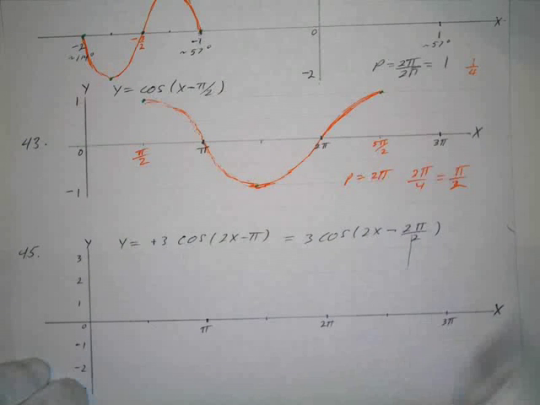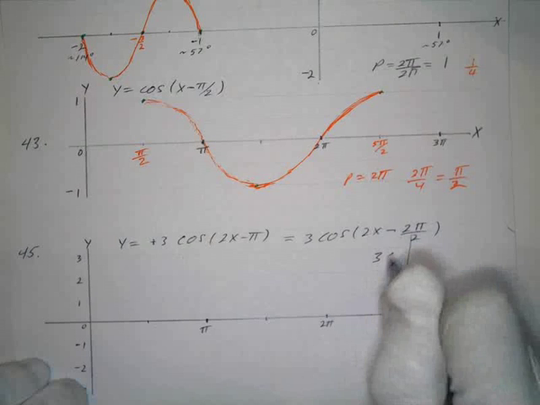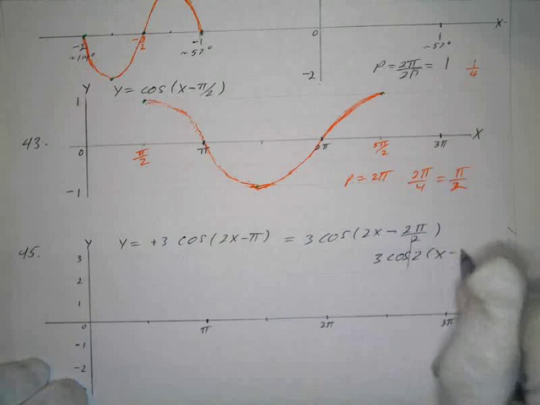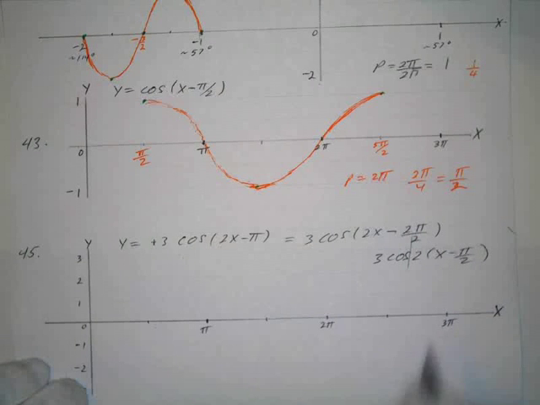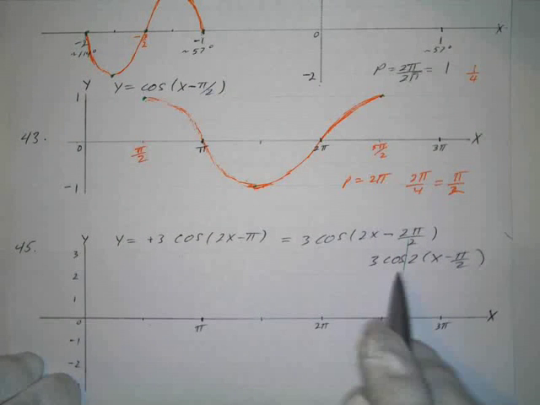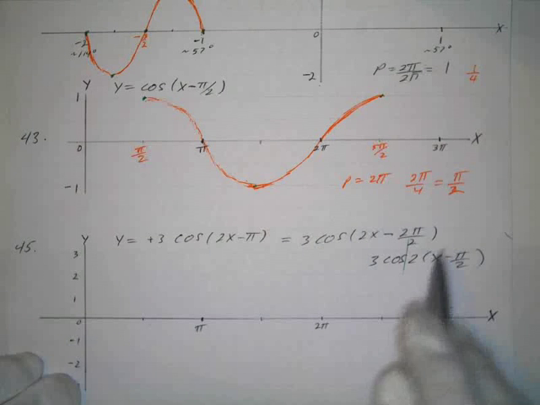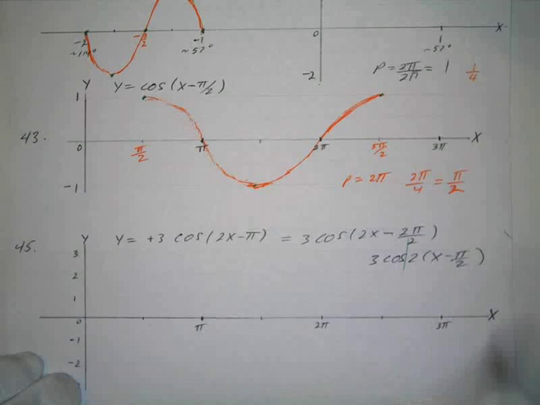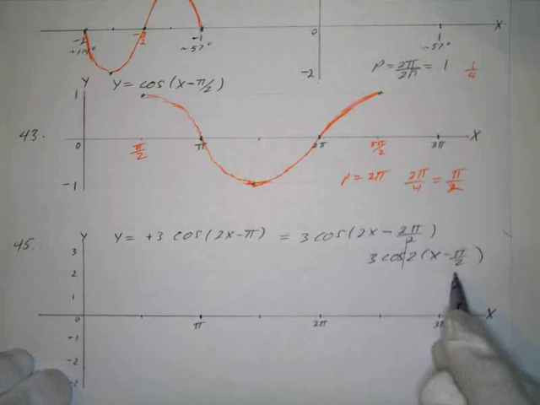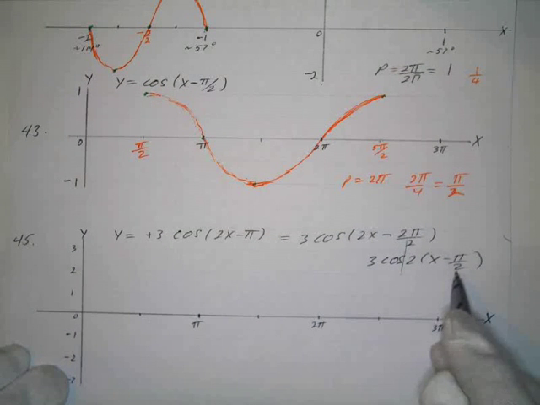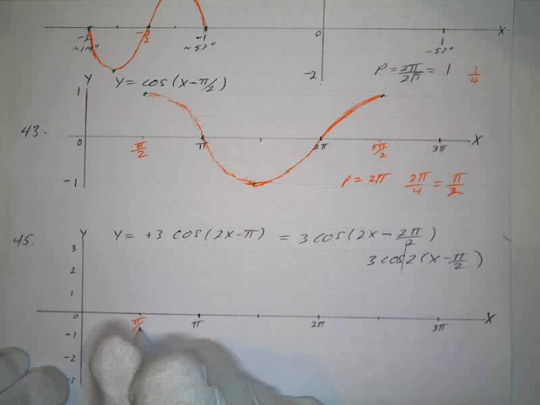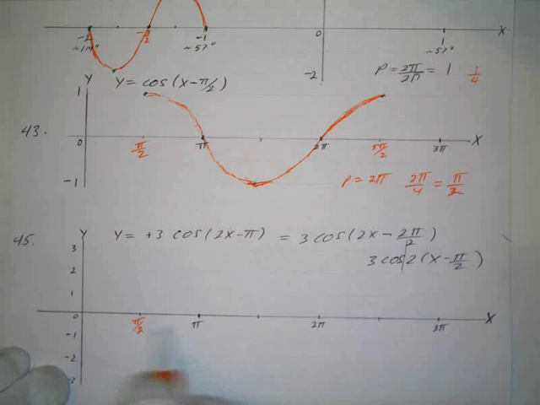That way I can take the 2 out. I'm going to have some shift over here too, so maybe I'll write it over here so I have room. So I'm going to have 3 cosine, and if I take the 2 out, 2 times x minus pi over 2. That's what I've got, because I doctored this up so I'd have a 2 on the top, so that's going to be my shift. So I'm going to have a shift of pi over 2 to the right. So I'm starting at pi over 2. Kind of like the 43, except I had to work at it a little bit more.